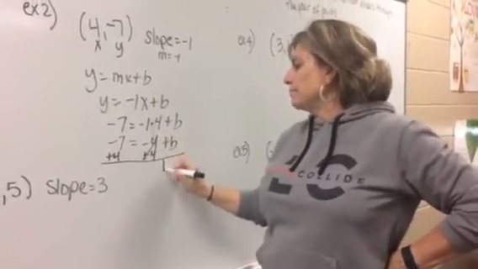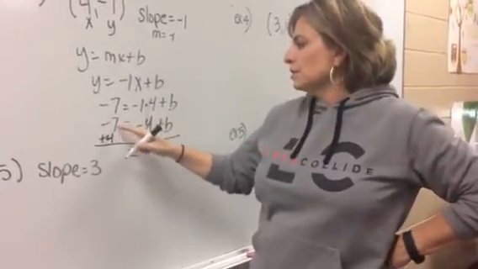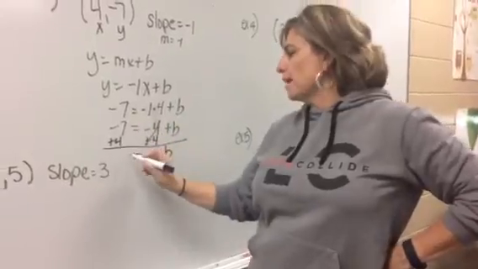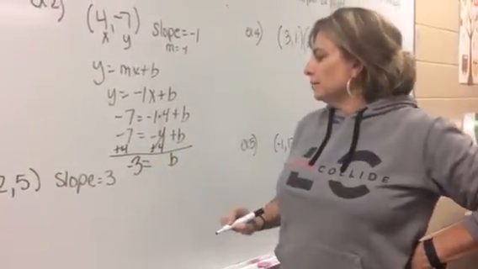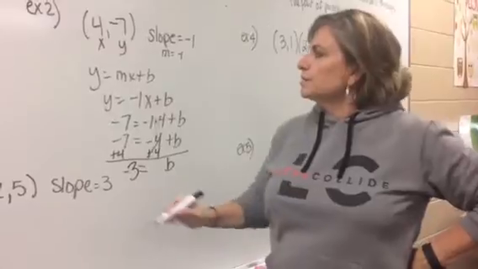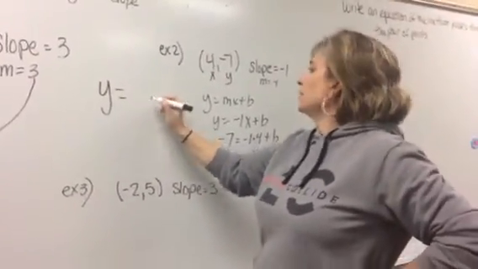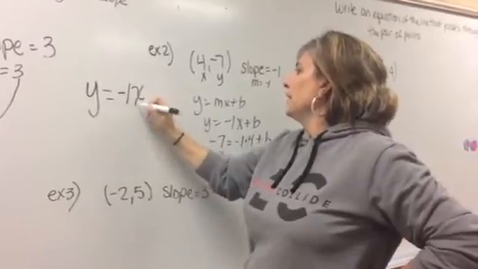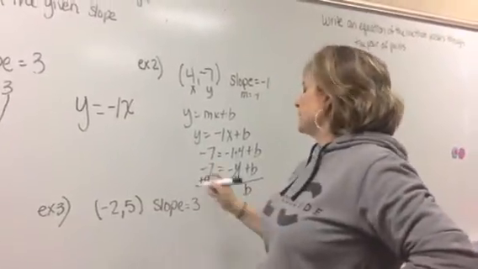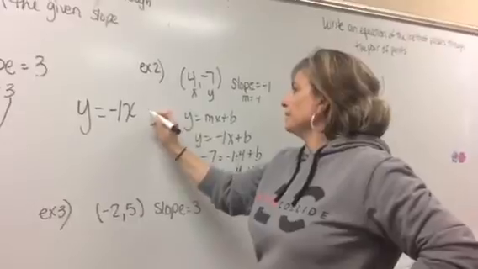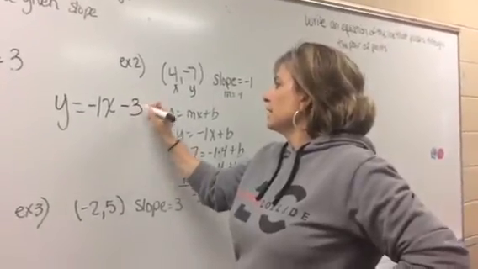That cancels. B equals... opposite signs, subtract, take the sign of the bigger number. So B equals -3. So here's my final answer. Y equals, my M is -1, -1x plus B is -3. So instead of writing plus minus, I'm just going to write -3.